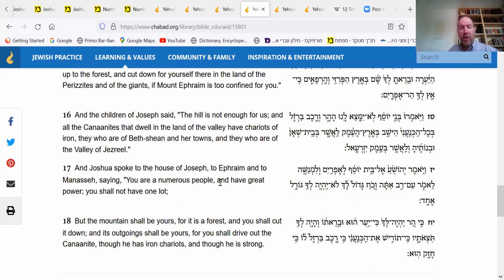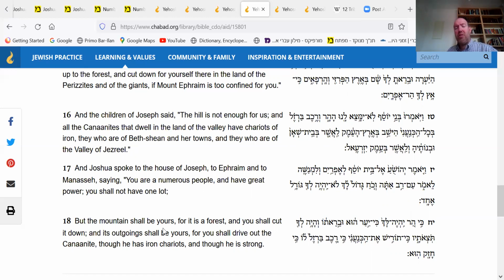And what should you do? You have great power. Therefore, go and clear out some of the forests so you have more land, and also clear out the Canaanites. Don't be afraid of them, and go ahead and overcome them. So we can see that even though Joshua is from their tribe, he doesn't heed their complaints, and he says, no, it's within your power to overcome, and to find a settlement which will be sufficient for you.